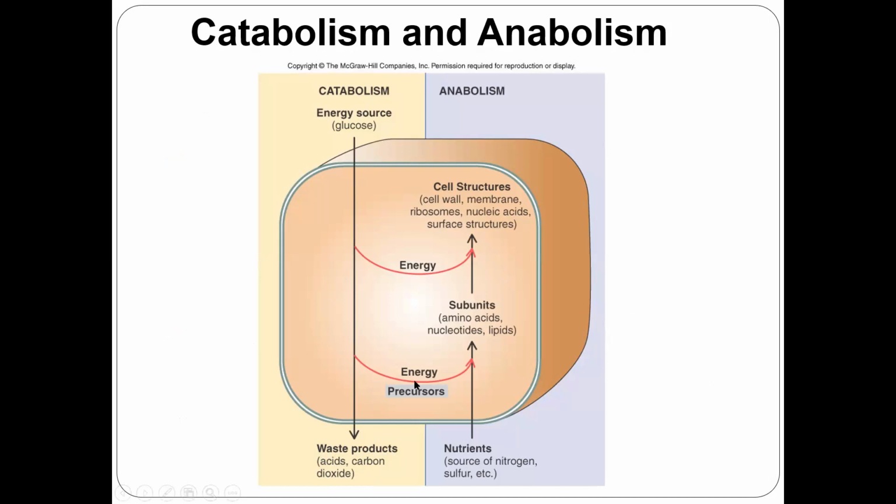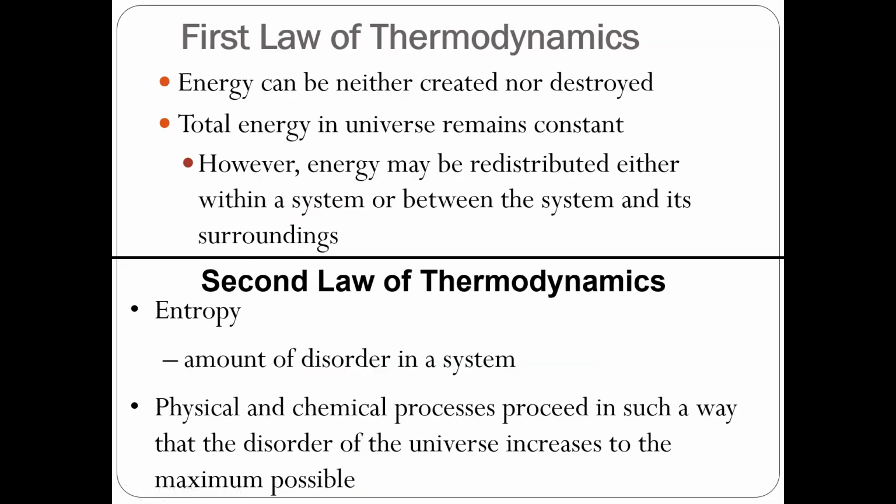Now, anabolism, bacteria can use nutrients, like nitrogen and sulfide. Then they get ATP. The ATP is from catabolism. Then they have subunits like amino acids, nucleic acids, lipids. Then these are composed to become cell wall structure, membrane, nucleic acids, ribosomes, and surface structures. So that's called anabolism.